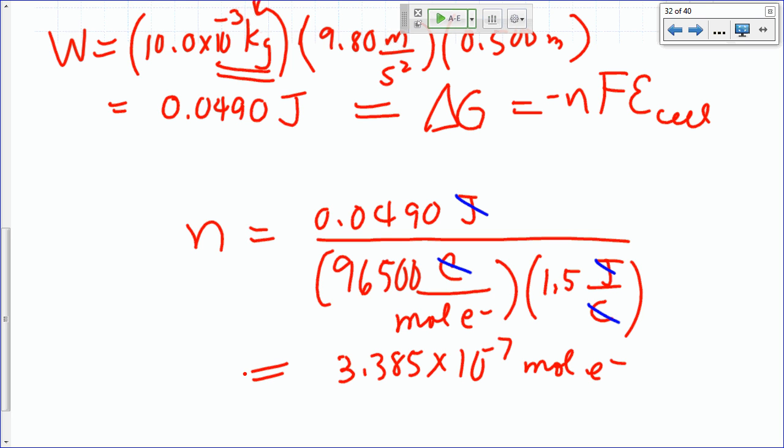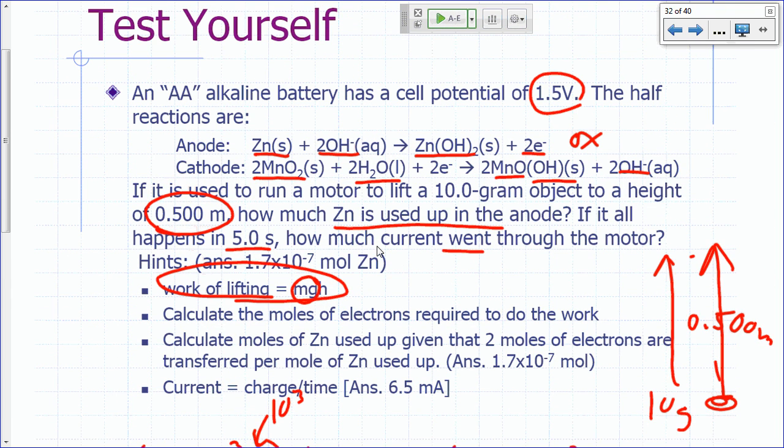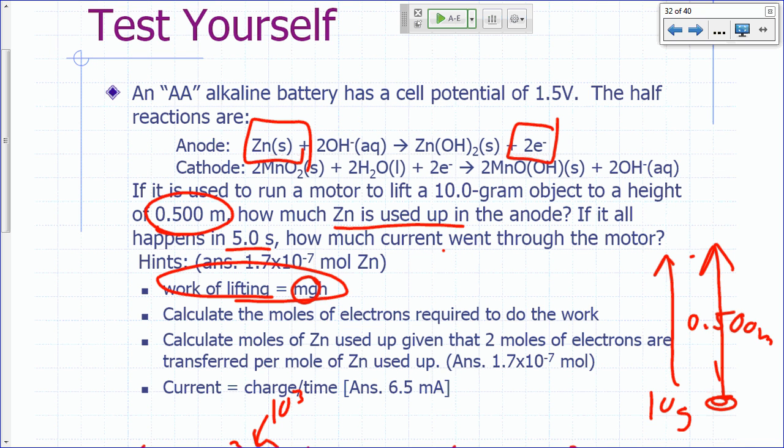Okay? Now, that's the actual moles of electrons for the lifting. That's not the same n we talked about in our balanced equation, because in our balanced equation, a mole of reaction involves a transfer of 2 moles of electrons. So you can see from here, you're transferring 2 moles of electrons for every mole of zinc that's involved in the reaction. So we can now calculate the moles of zinc involved.